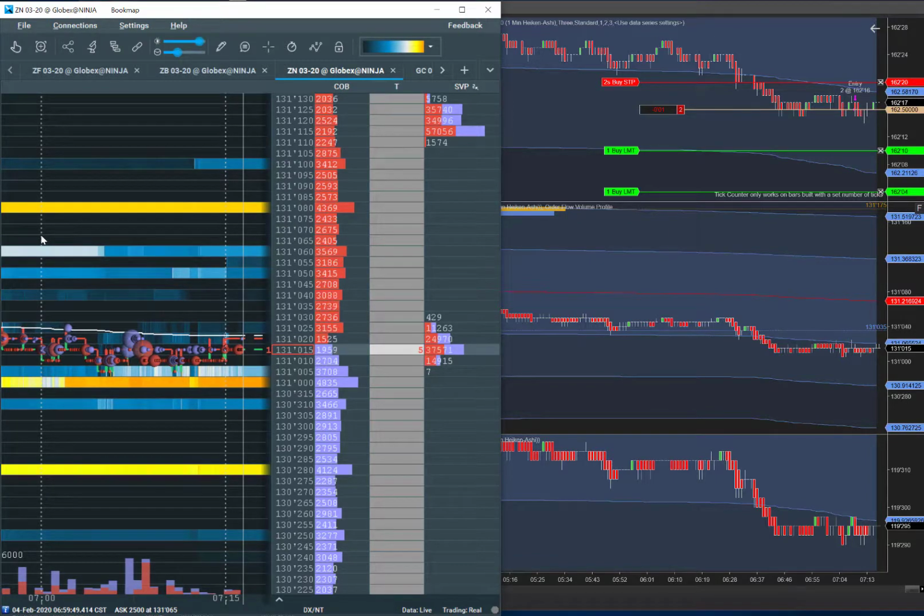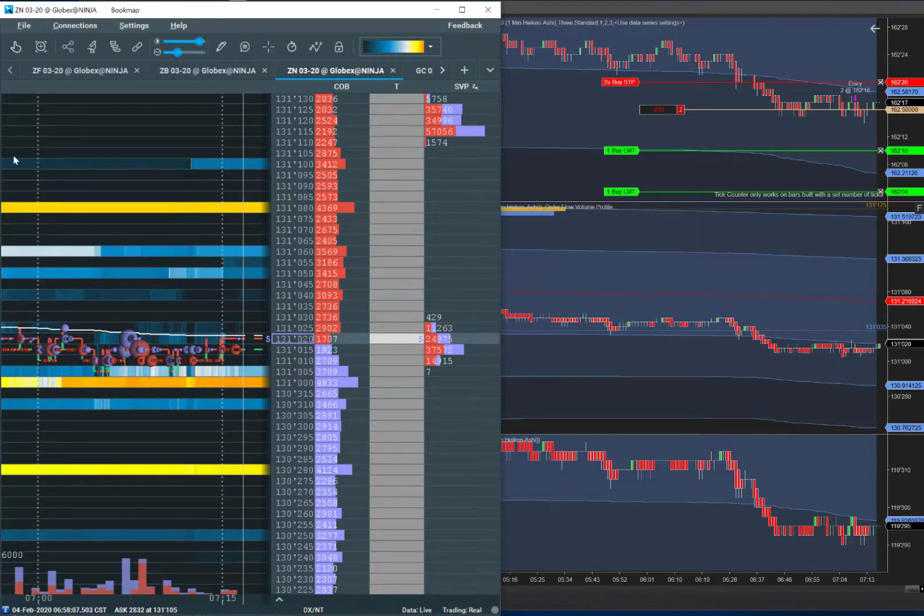So ZN's definitely showing some resistance. That's where the orange highlight is, below those bubbles. Those bubbles are the orders actually executing in the book, and the highlights are orders waiting in the book. The brighter they are, the more orange and yellow, the more people or orders they represent in the book.